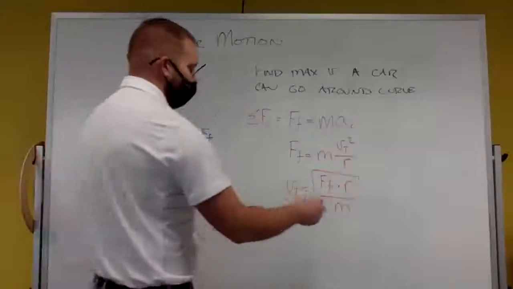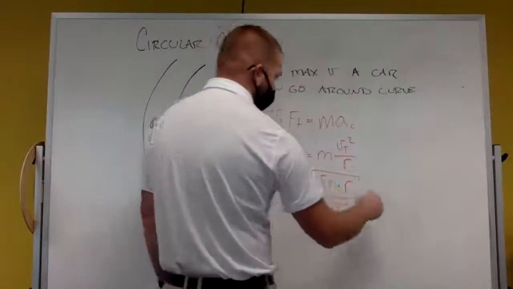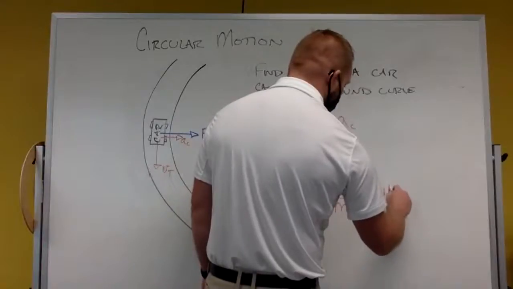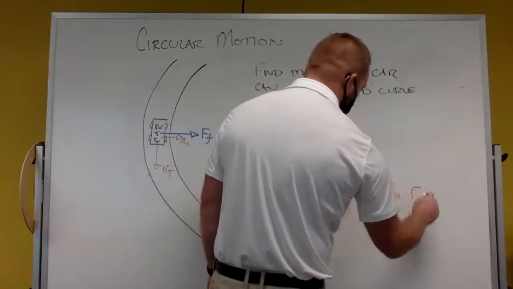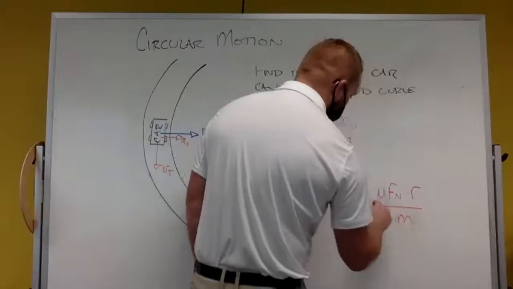Okay? Let's keep going. What's the force of friction? That's the coefficient of friction times the normal force times r divided by my mass, square root.